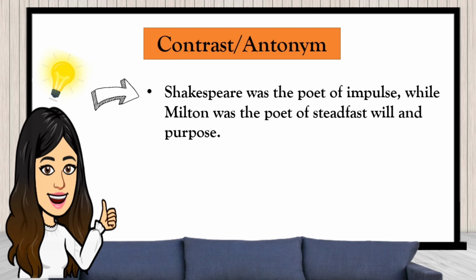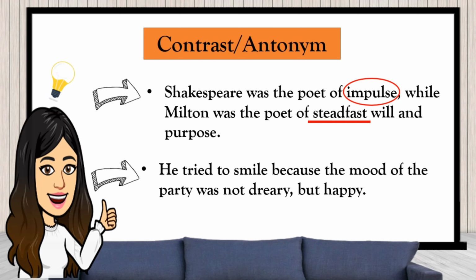Shakespeare was the poet of impulse, while Milton was the poet of steadfast will and purpose. The unfamiliar word is impulse, and the antonym is steadfast. And lastly, he tried to smile because the mood of the party was not dreary, but happy. Dreary is the unfamiliar word, and the antonym is happy. So, the meaning of dreary is the opposite of happy. It is sad or lonely.